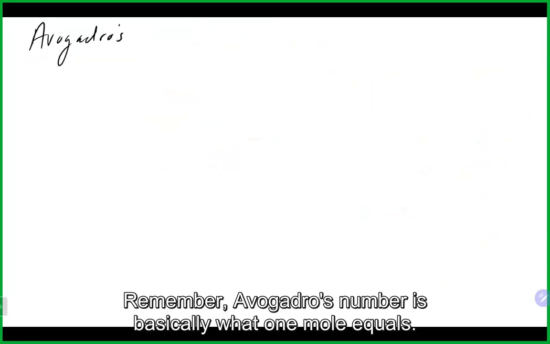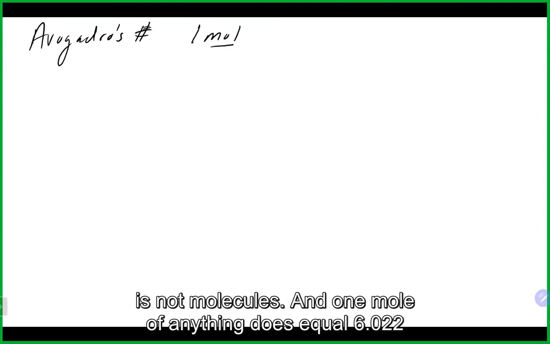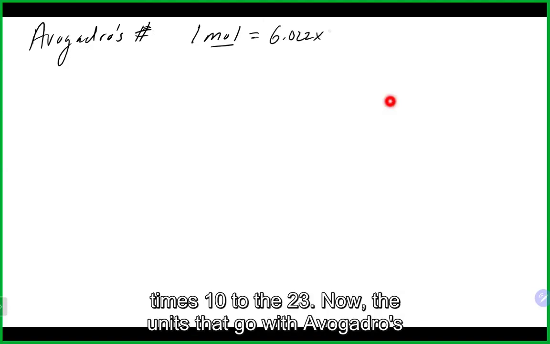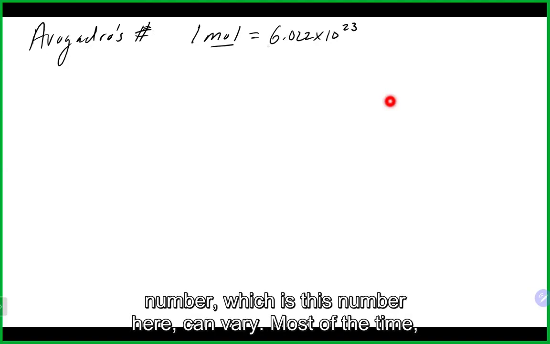Remember, Avogadro's number is basically what 1 mole equals. And again, the abbreviation for mole is MOL. And again, that is not molecules. And 1 mole of anything does equal 6.022 times 10 to the 23. Now, the units that go with Avogadro's number, which is this number here, can vary.